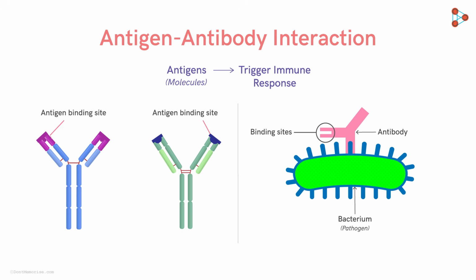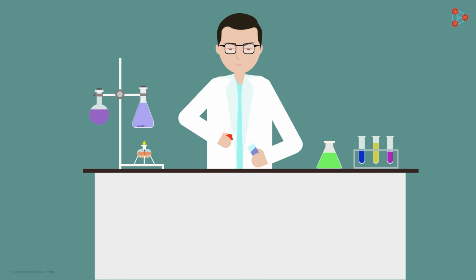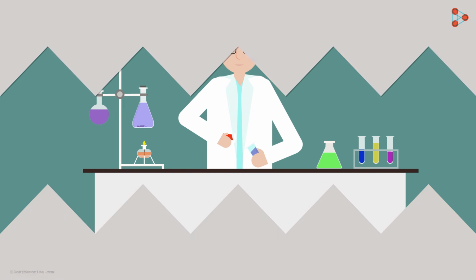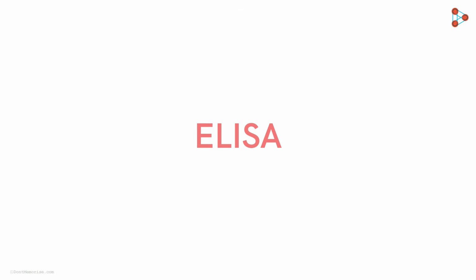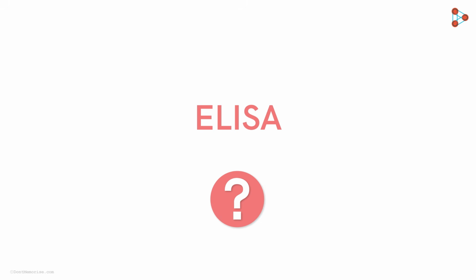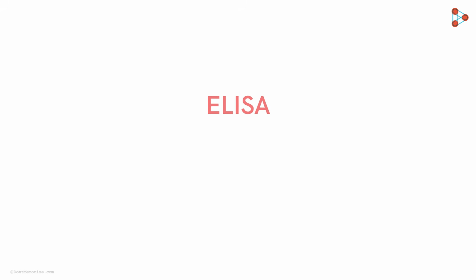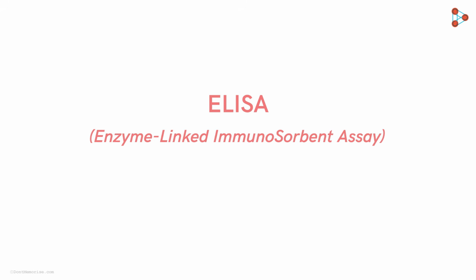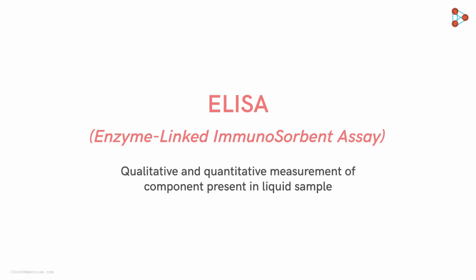But how do we understand it practically? There are several wet tests performed in the laboratories that give us a glimpse of such beautiful reactions. The ELISA test, for example, is one such beautiful wet test which is based on the principle of antigen-antibody interactions. Let's see what this test is all about. ELISA, which stands for Enzyme-Linked Immunosorbent Assay, is a test in biochemistry that helps in the assay of a liquid sample to qualitatively and quantitatively measure the particular component present in it.